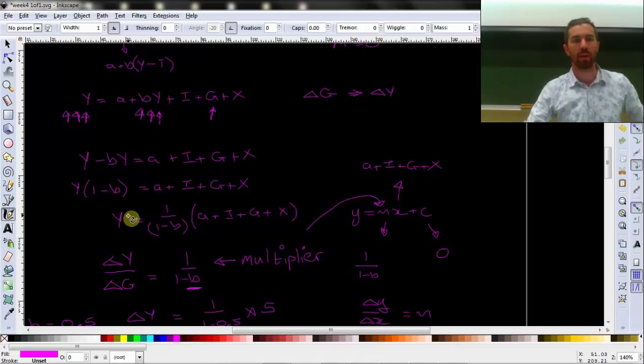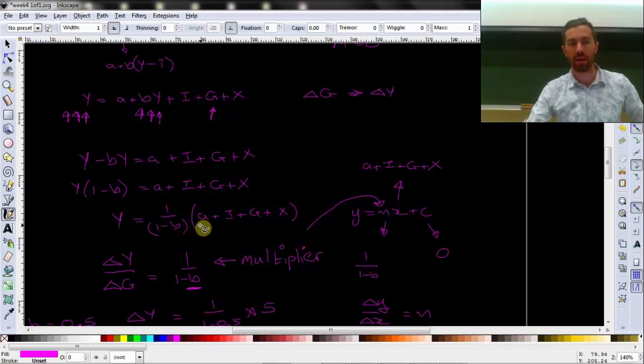So I rearranged my equation to get y by itself. Okay? And I ended up with 1 over 1 minus b times a bunch of variables. Each one of these is an autonomous variable. In other words, a change in any one of these variables is going to affect this variable. So what we've got is a straight line equation, except that instead of just one little variable x that affects y, we've got a whole bunch of variables that can affect y. Either way, they're all beholden to the same relationship. This is the multiplier. This is the slope of this curve.